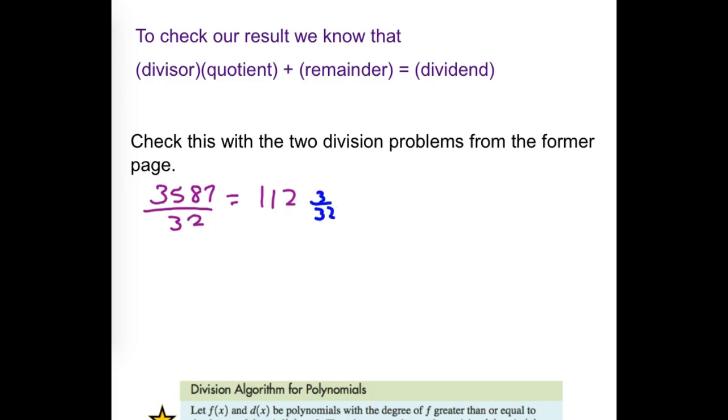was our remainder piece. Okay, so what this is saying is I should be able to multiply 32 times the 112 and add back in the extra 3 that I had as a remainder, and you can try that with your calculators. You should get back to your original dividend, 3,587. Okay, and we can check that with our polynomial one as well.